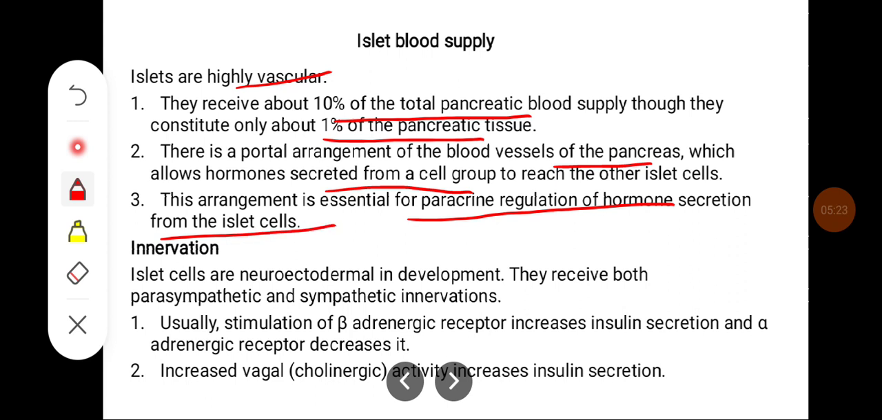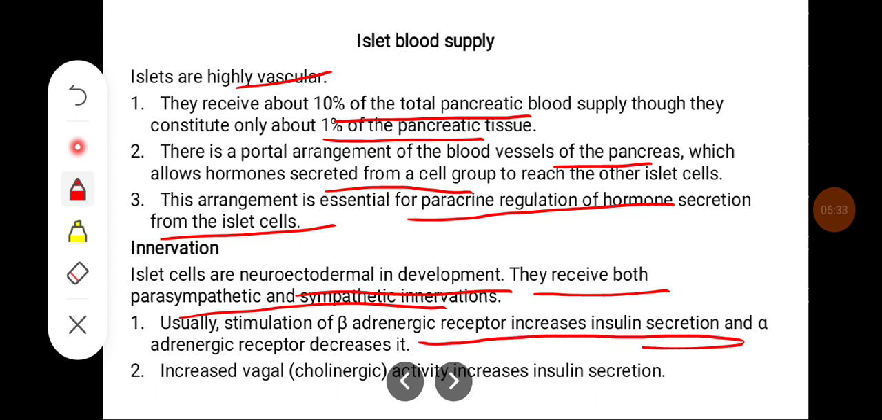The islet cells are neuroectodermal in development. They receive both parasympathetic and sympathetic innervation. Usually, stimulation of beta adrenergic receptor increases insulin secretion and alpha adrenergic receptor decreases it. Increased vagal activity is going to increase the insulin secretion.